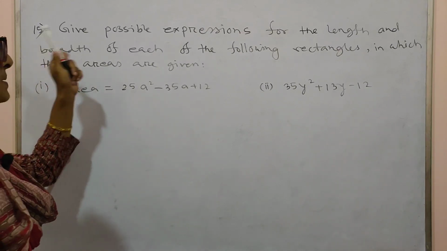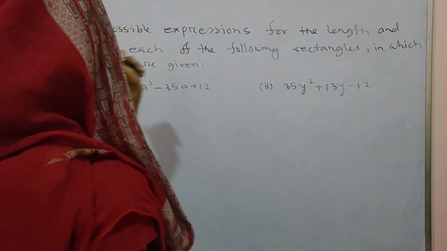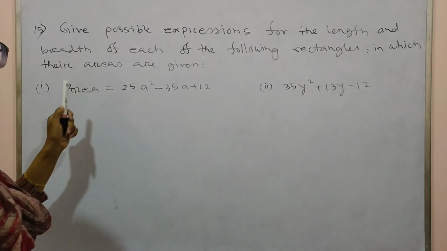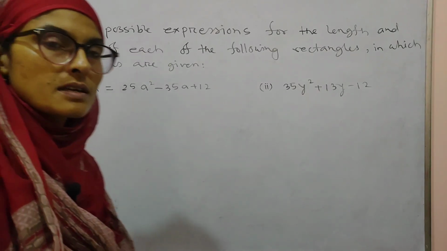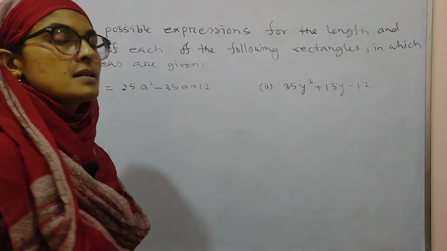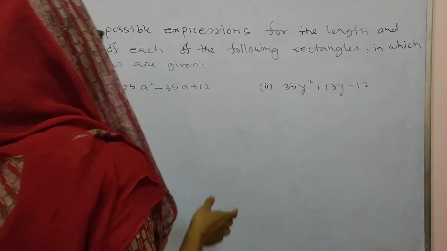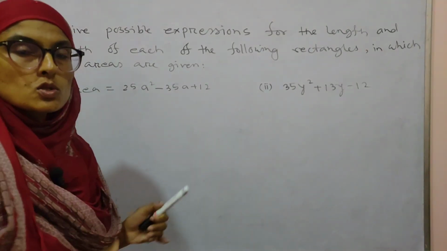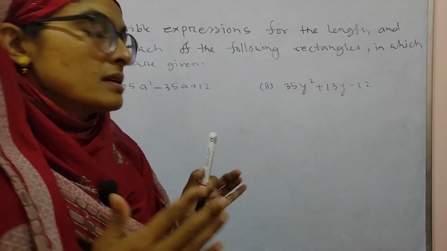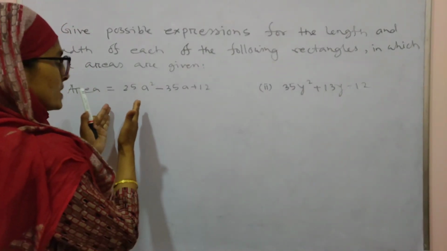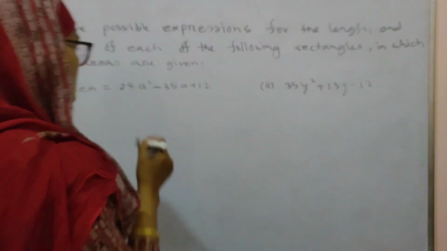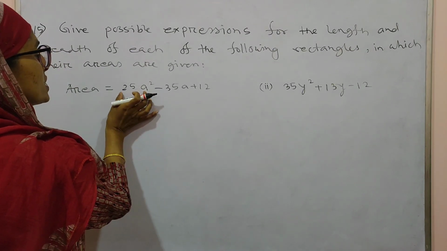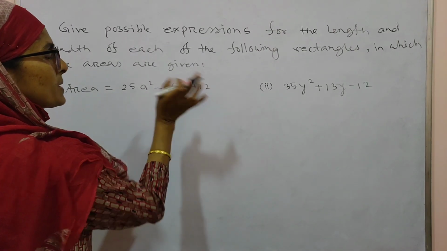Number 15. Give possible expressions for the length and breadth of each of the following rectangles in which their areas are given. Area of rectangle is length into breadth. So here one expression is given, and you have to express it as multiplication of 2 or more terms. So factorize this one here, 25a square minus 35a plus 12.